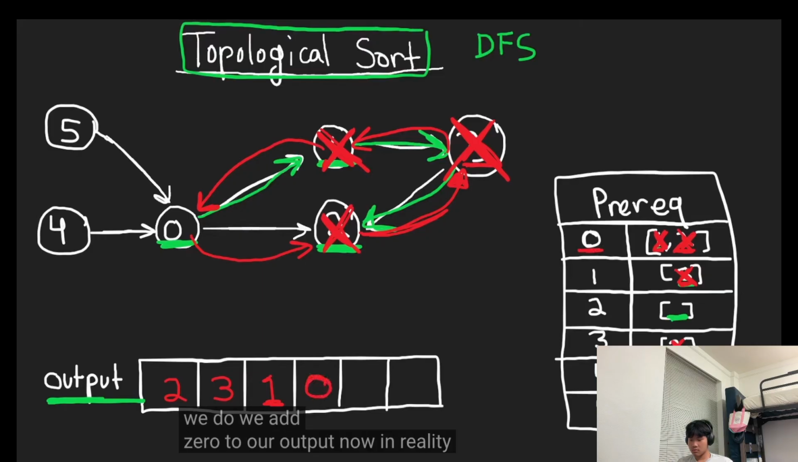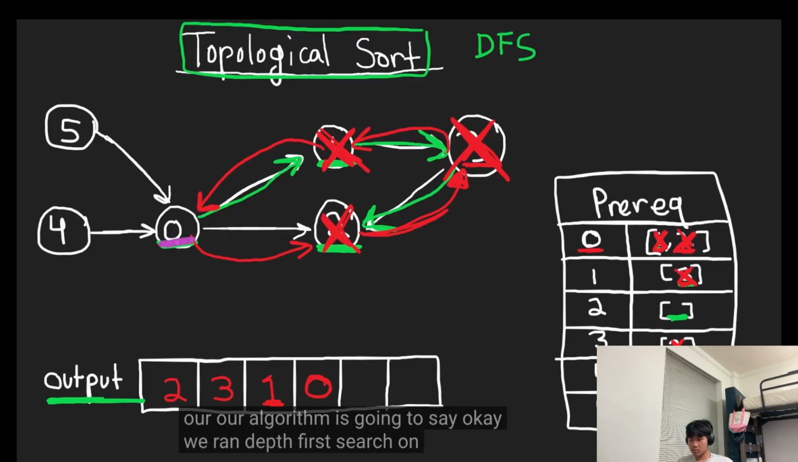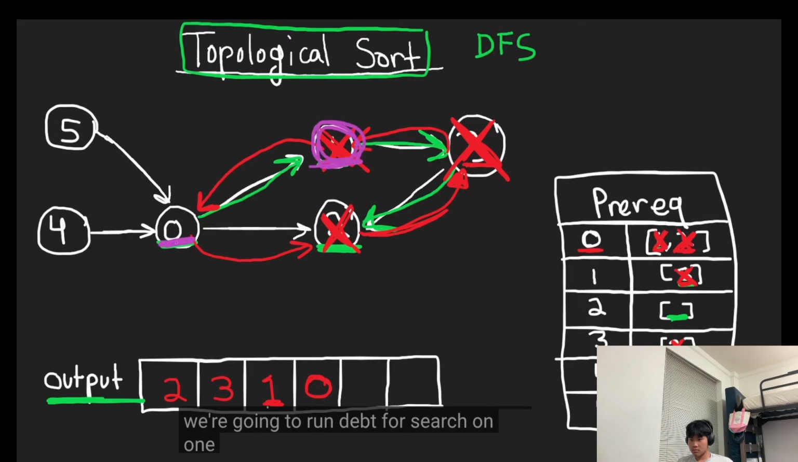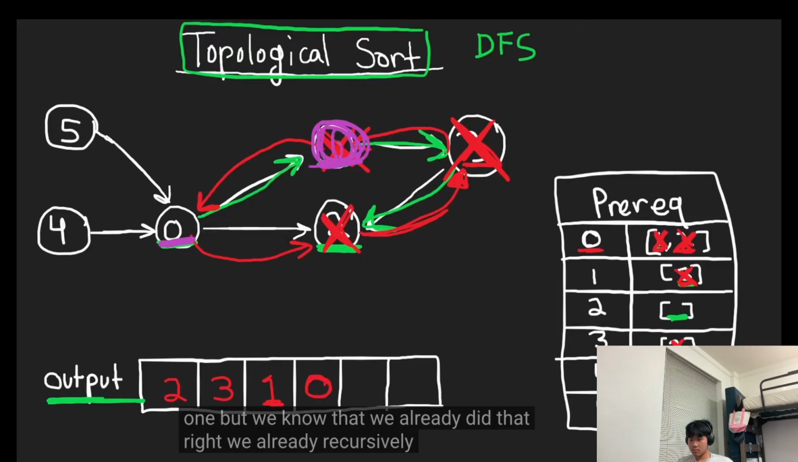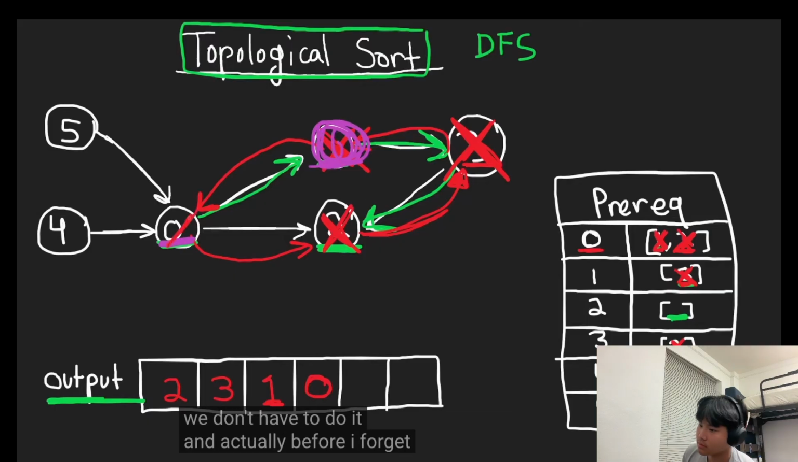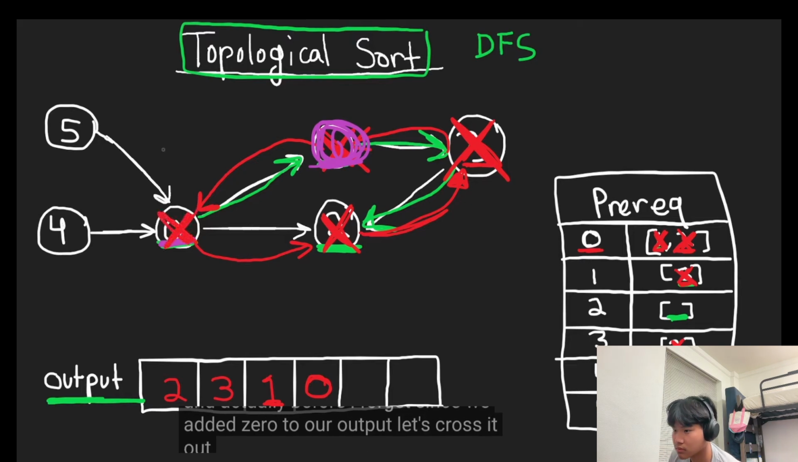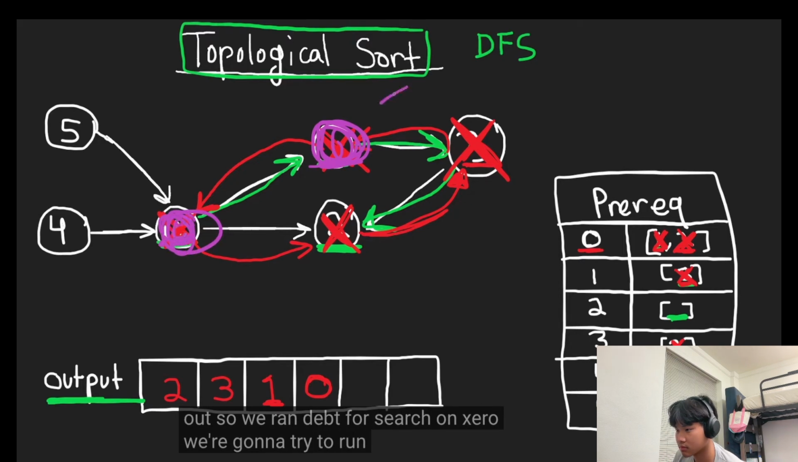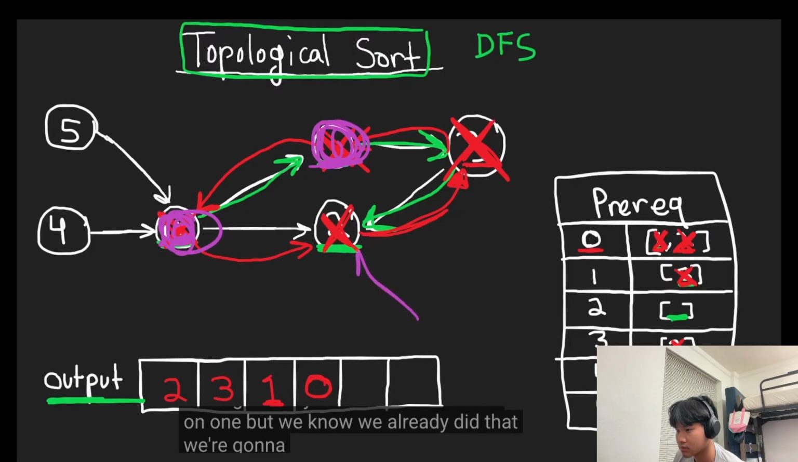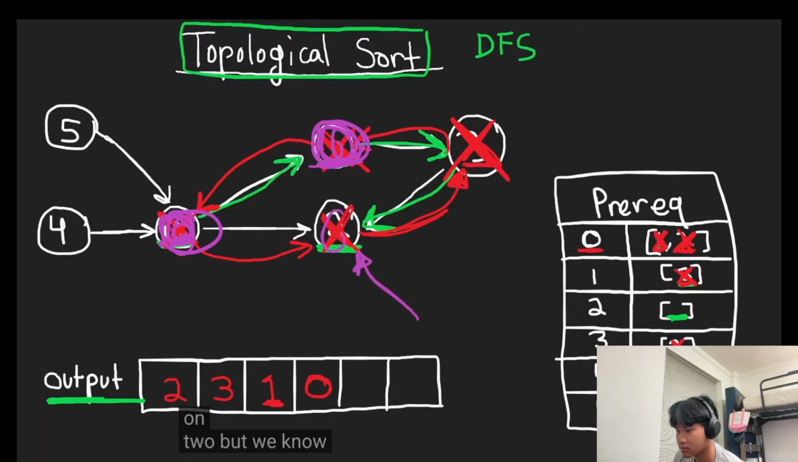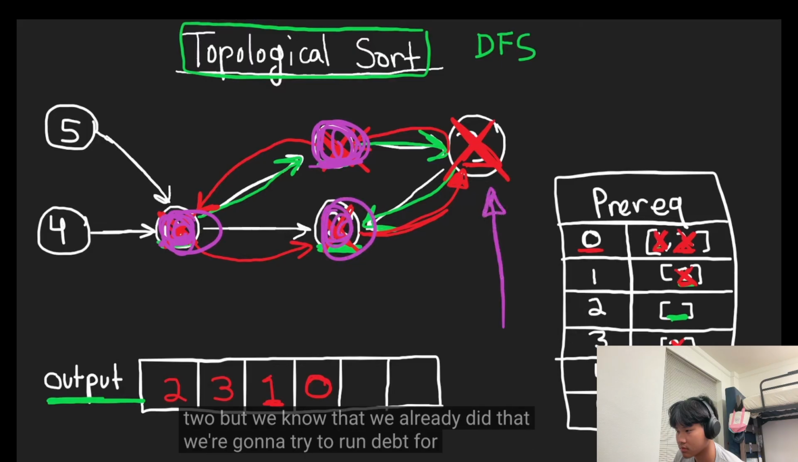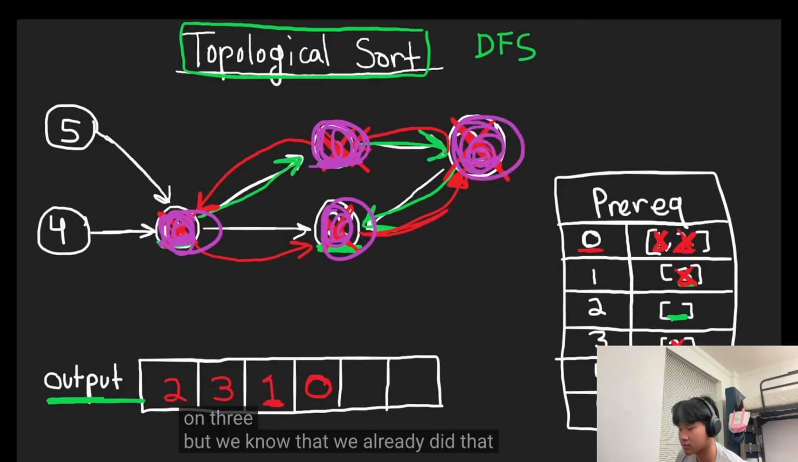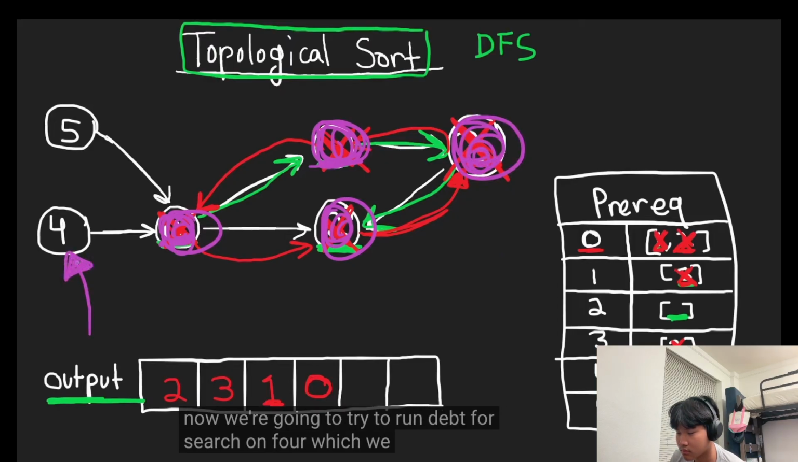Now, in reality, our algorithm is going to say, okay, we ran depth first search on 0, so now we're going to run depth first search on 1, but we know that we already did that, right? We already recursively did that, so we don't have to do it. And actually, before I forget, since we added 0 to our output, let's cross it out. So we ran depth first search on 0. We're going to try to run depth first search on 1, 2, and 3, but we know that we already did that. So now we're going to try to run depth first search on 4, which we haven't visited yet.